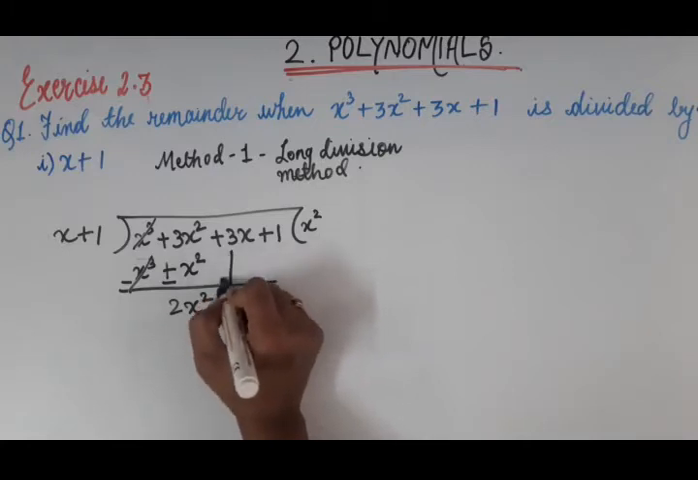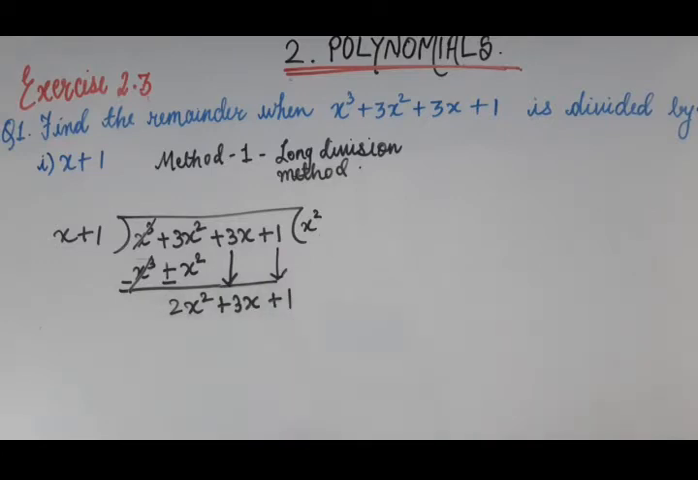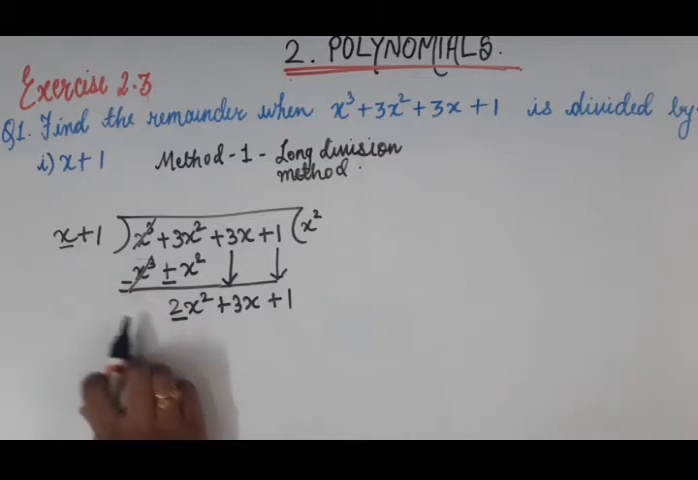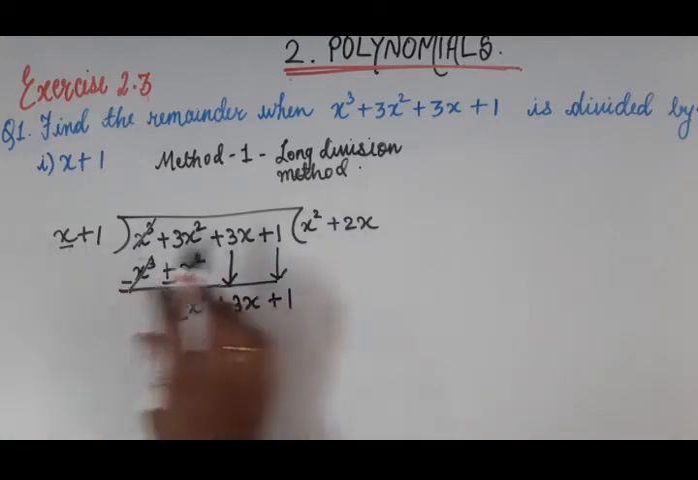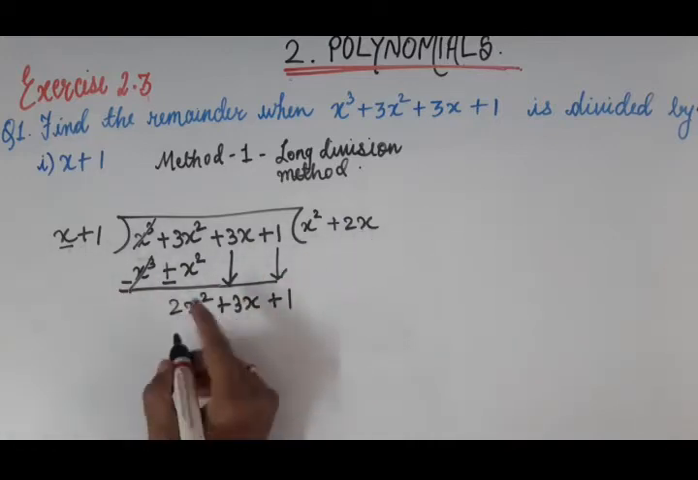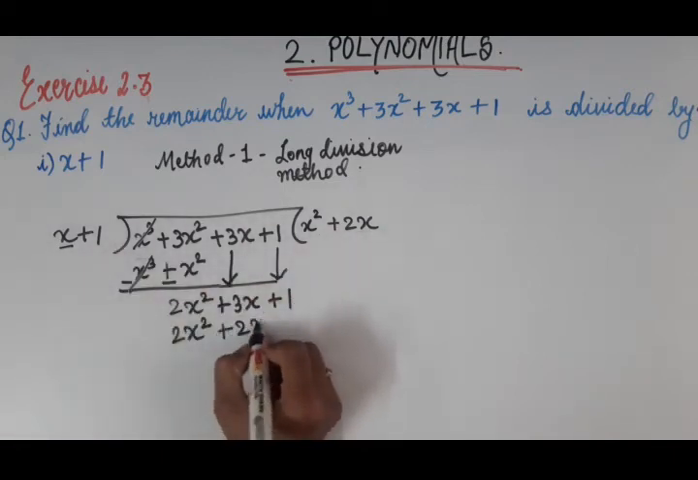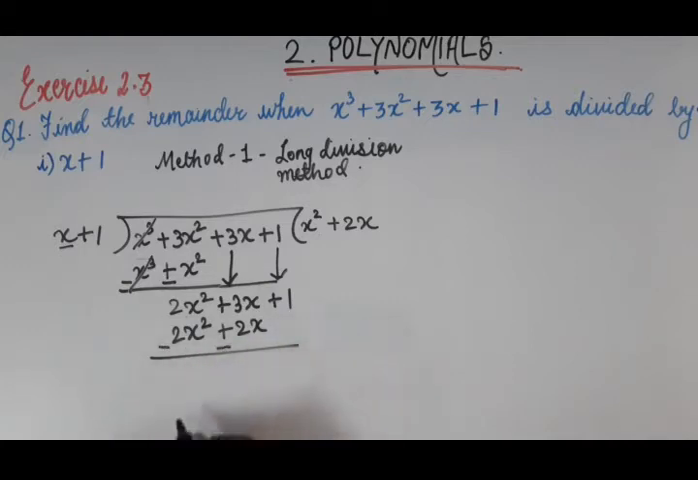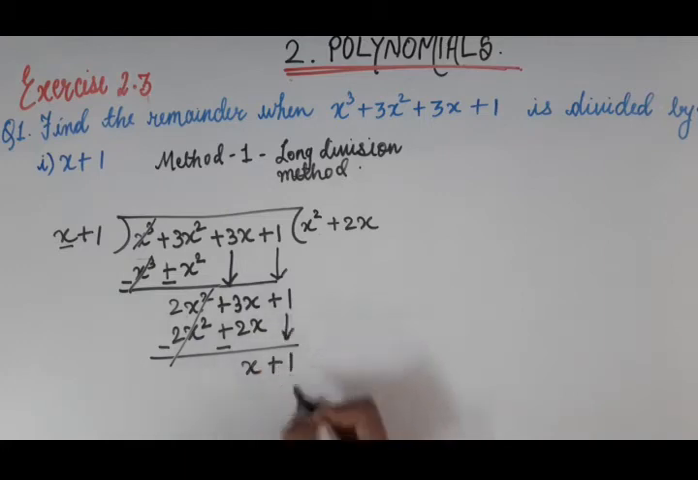Now take the terms down, so plus 3x and plus 1. Now again check the first term of the divisor and dividend. With what should I multiply this x so that I will get 2x square? I have to multiply it with 2x. So x into 2x is 2x square, then 1 into 2x is 2x. Now again change the signs. What will you get? Plus 2x square minus 2x square cancel, and 3x minus 2x, I will get x. And this plus 1 comes down as it is.